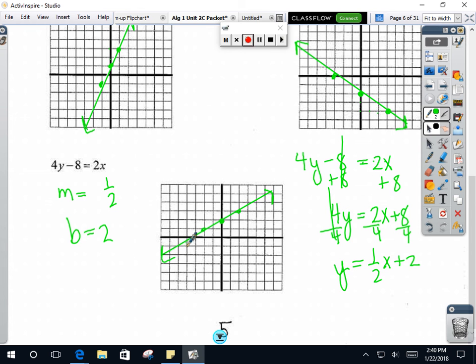Okay, we still have some time in here, so we're not switching out. You can go ahead and start your homework. 8 and 9. 8 is graphing lines, 9 is writing the equation from the table.